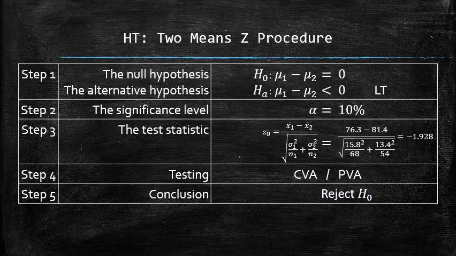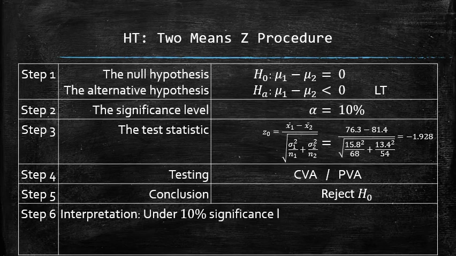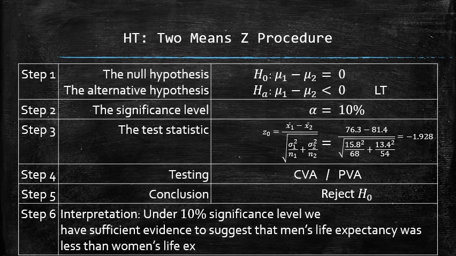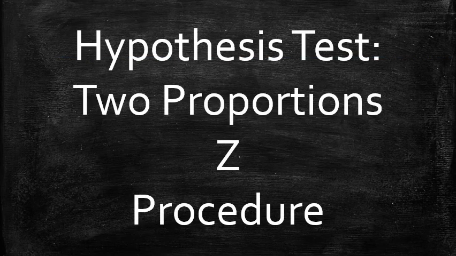Next, we are going to interpret the results. Interpretation. Under 10% significance level, we have sufficient evidence to suggest that men's life expectancy was less than women's life expectancy in the US in 2018. I just showed how to apply the two means z procedure to test a statistical claim about two population means when the population standard deviations are known.